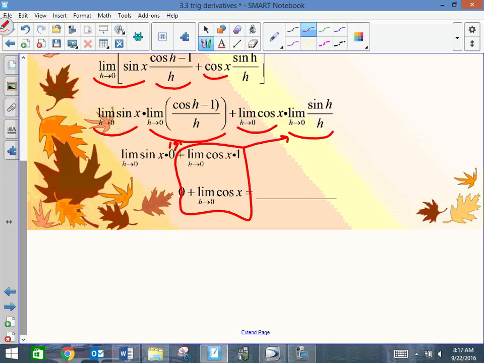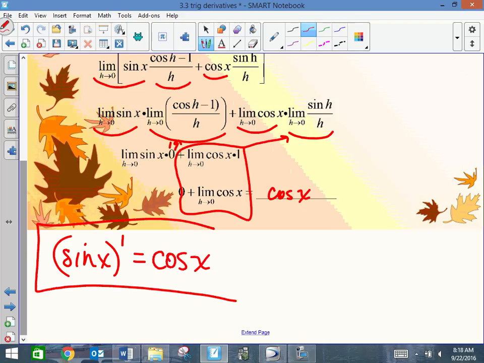What is the cosine of 0? It is 1, but we don't have any h. So the limit as h approaches 0 of cosine is cosine. So bottom line, derivative of sine is what? Cosine. Okay? All right, that's the bottom line.